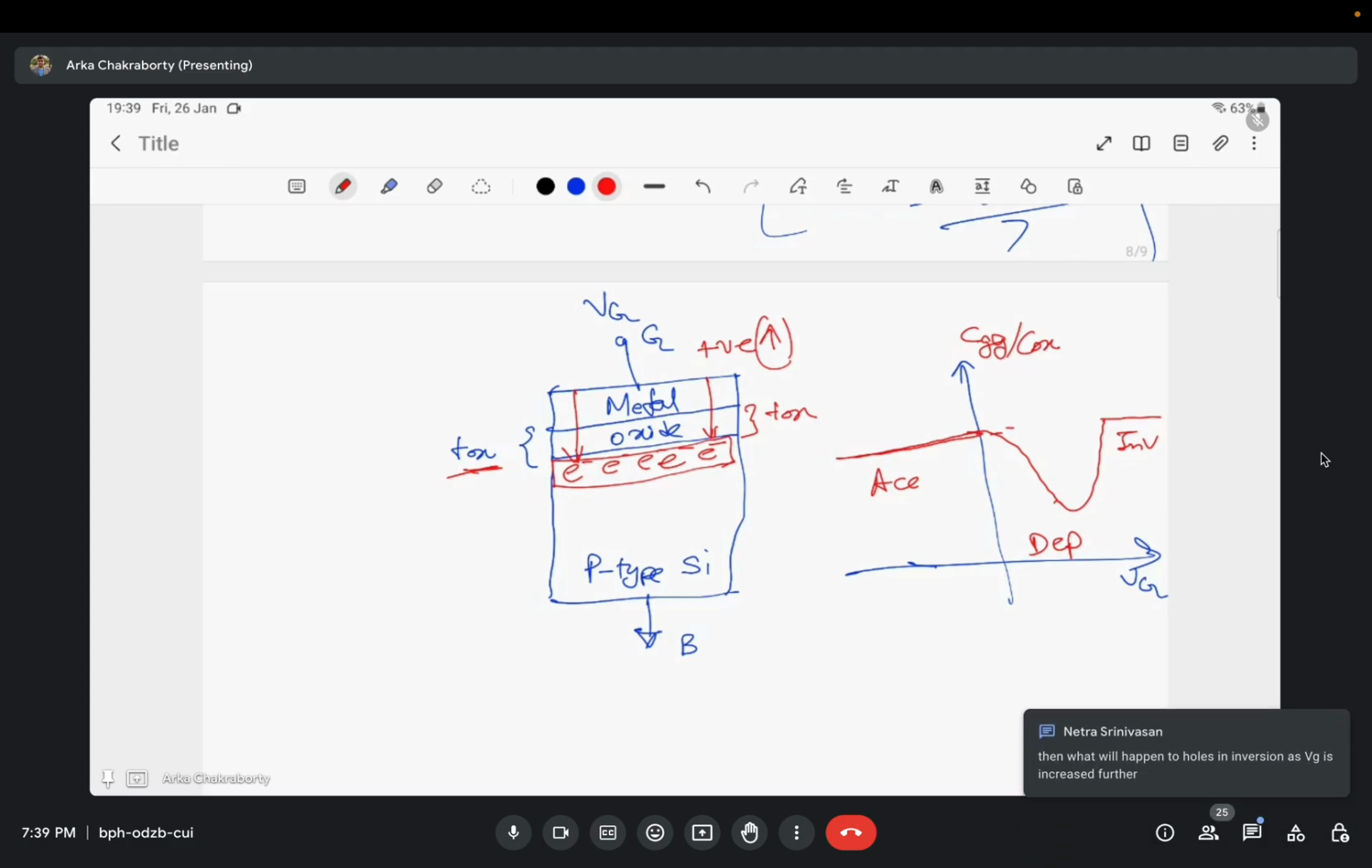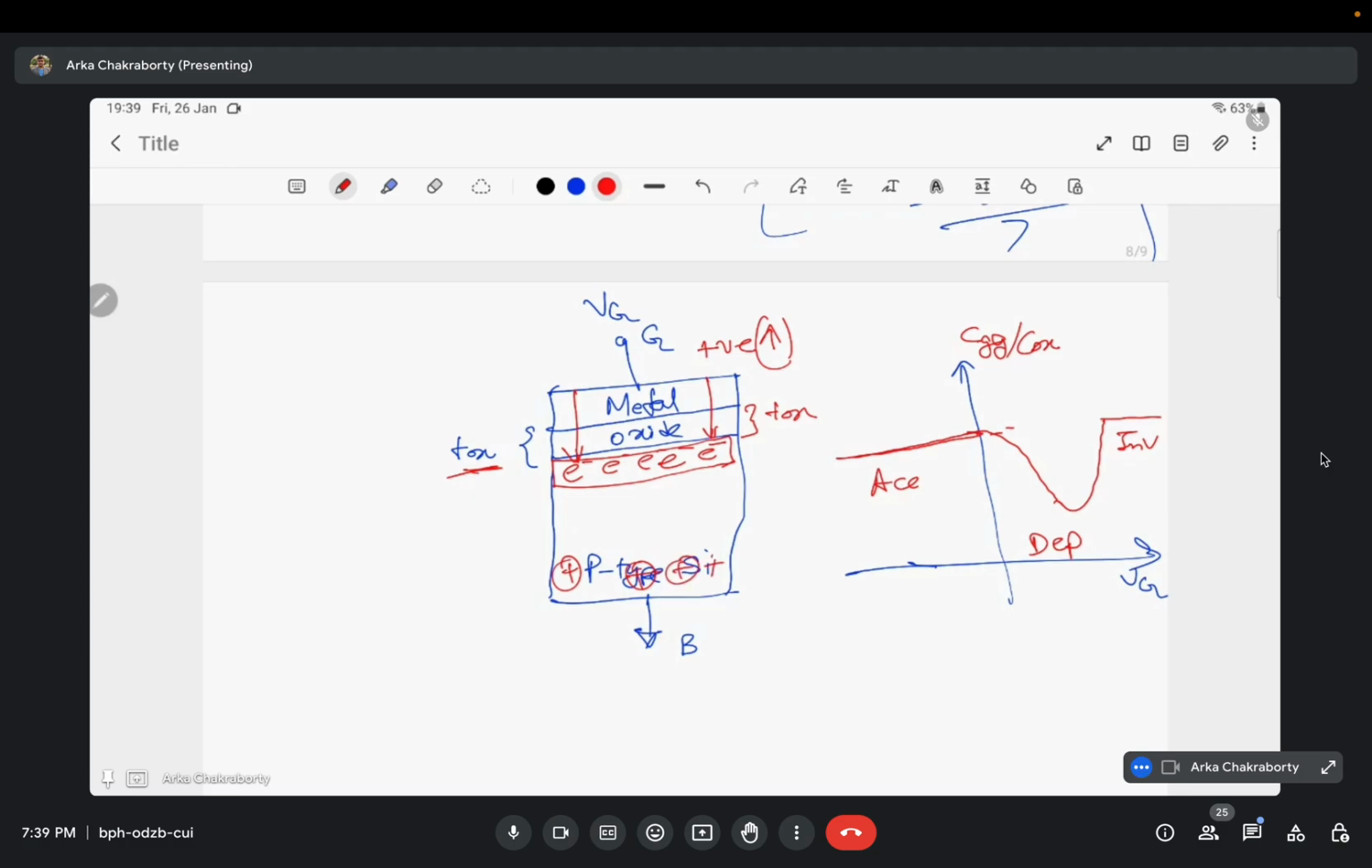Then what will happen to holes in inversion as VG is increased further? Holes will be further pushed near the body, and there may be some body current also. That body current leads to some kind of leakage and increases the power consumption of the system. If it is a floating body, it will be stored there, and if the body is grounded, then body effect will not come into the picture, and we will get some body current also. It will increase the power slightly.